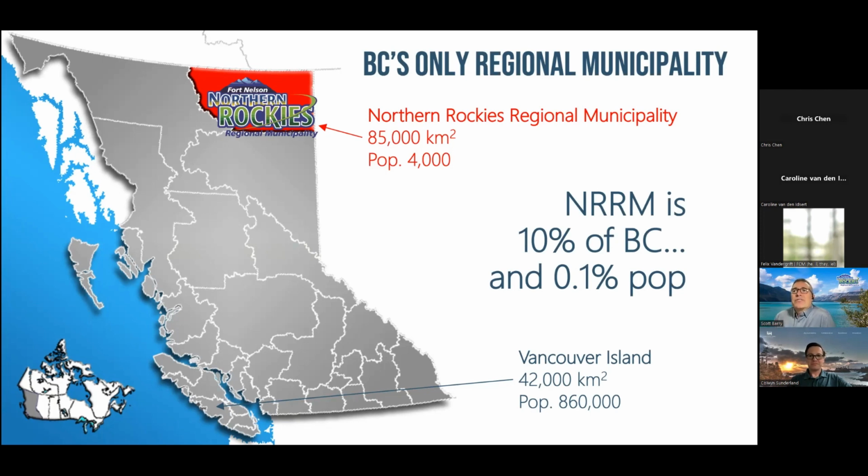In terms of geographical size, we're about 85,000 square kilometers, which is about 10% of the total landmass of BC. We're about twice the size of Vancouver Island, if you've ever been on the island. Our population is approximately 4,000 people, so about 0.1% of the population of British Columbia. So from a density perspective, we do not have a high density, and most of those residents reside in the community of Fort Nelson, which serves as a service center for the region.